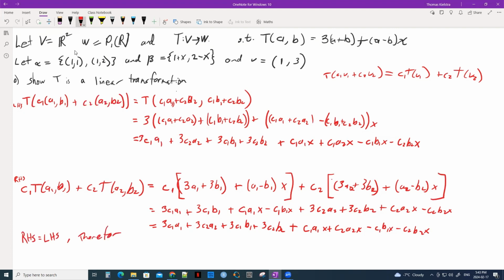Therefore, T is a linear transformation. So we verified that it's a linear transformation. And yes, there are justifications that if we wanted to verify all the properties of being a linear transformation, it's good practice to go through and justify each of our steps. But you can see the process that would be involved to get there.